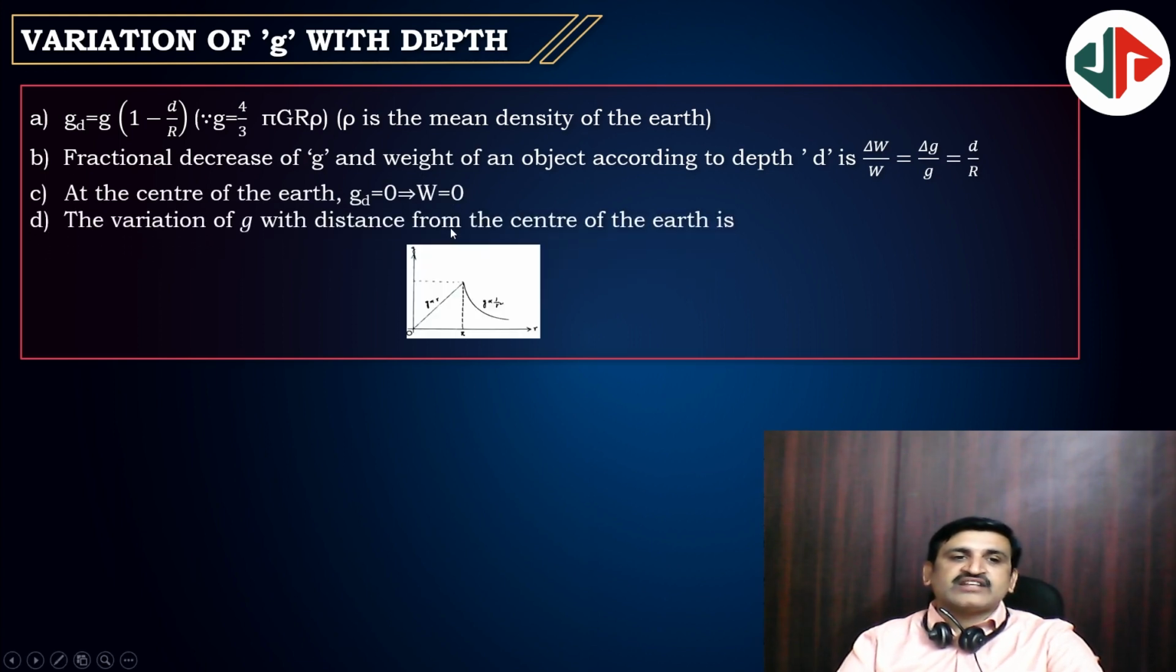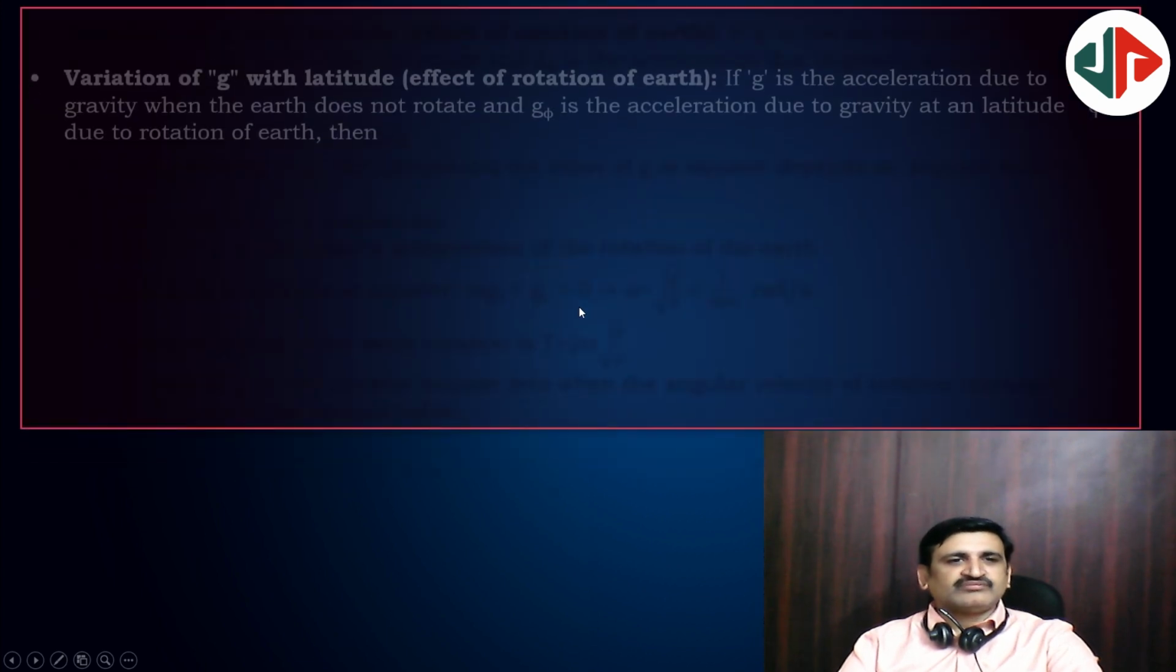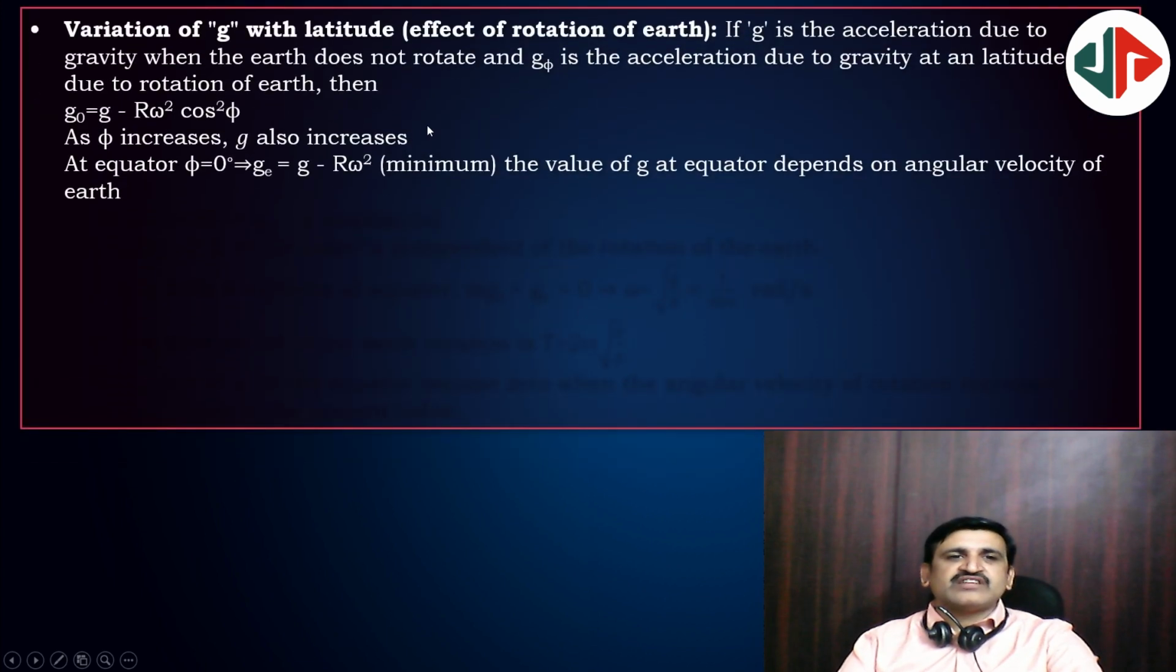And variation of g with distance from the center of the earth is characterized like this: straight line inside the earth, outside a hyperbola, because r square is there. If it is 1 by r, then rectangular hyperbola. Next, variation of g with latitude is g_phi equal to g minus r omega square cos square phi, where phi is the latitude.